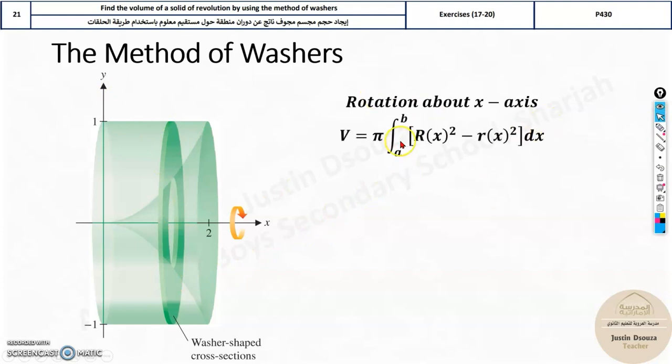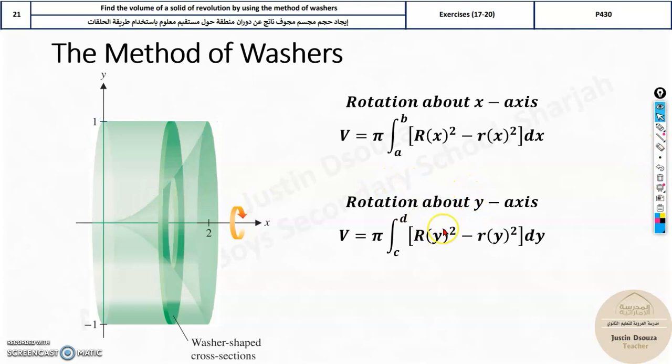Rotation about the x-axis is very simple. You need to remember this formula. Volume will be pi times the integral from a to b of capital R of x squared minus small r of x squared dx. The limits, and then very important is outer radius minus the inner radius. Now over here, if you're considering this, then this would be the outer radius and this will be the inner radius. That's it.